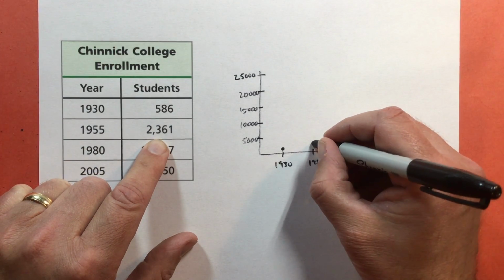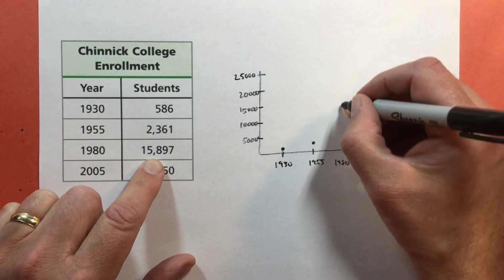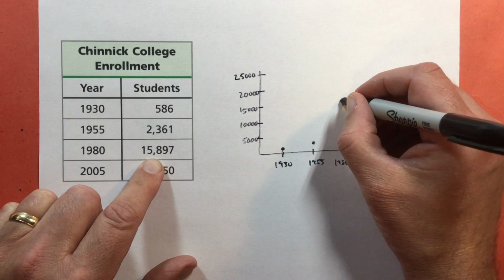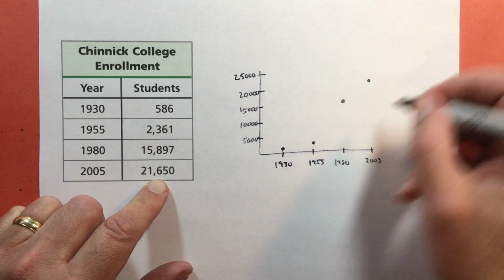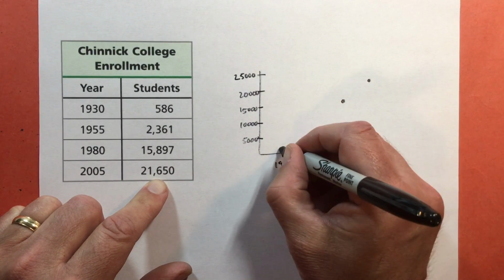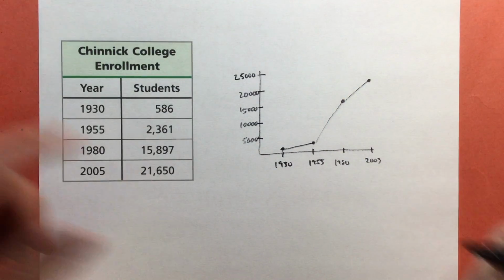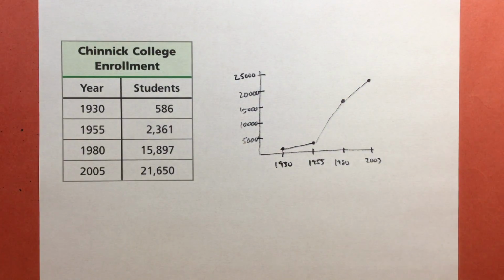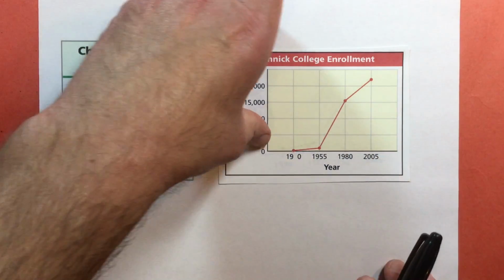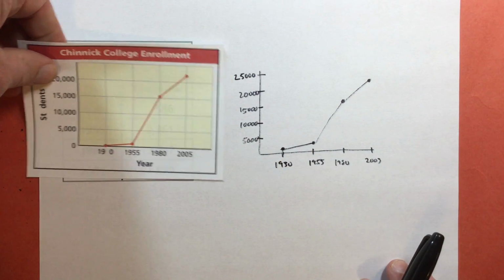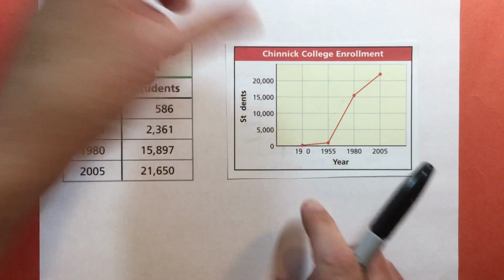1955, that'd be about right here. 15,000, it's almost 16,000. That would be, and again, if I had graph paper, it'd be better, about right there. And then 21,000 would be somewhere about right here. So it looks like my lines are going to do this. Again, that's my sketch, so I'm going to steal this. This is what the actual graph looks like, which kind of looks like mine. I had the right idea. That was obviously a little bit higher than it needed to be, but again, that's the idea.